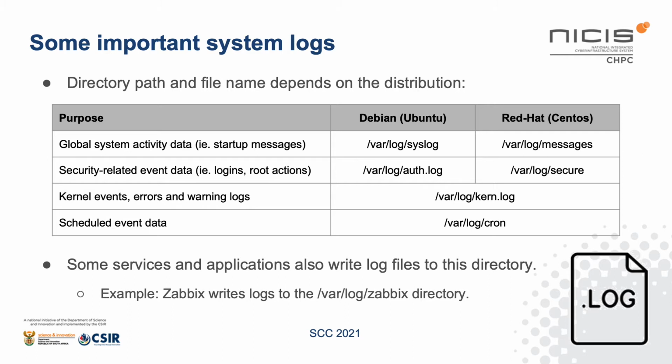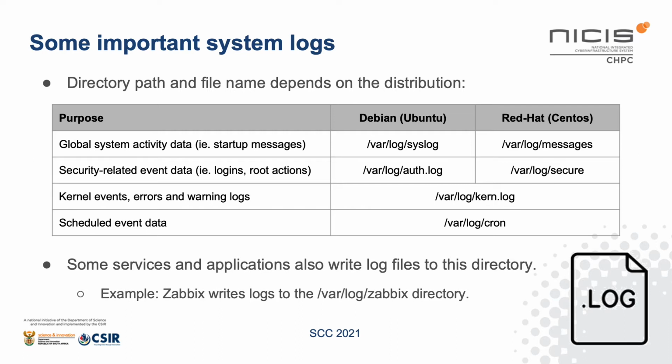Global system activity data, which includes things like system startup messages, is logged to /var/log/syslog or /var/log/messages. Data related to security events on the system, like user logins, root user actions, or outputs from pluggable authentication modules, are logged to /var/log/auth.log or /var/log/secure.